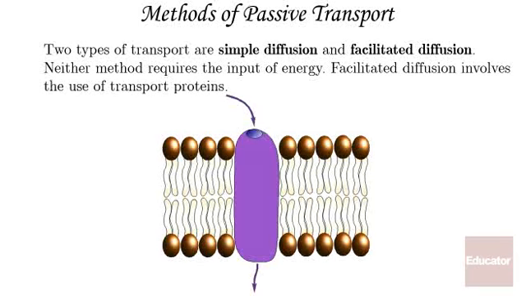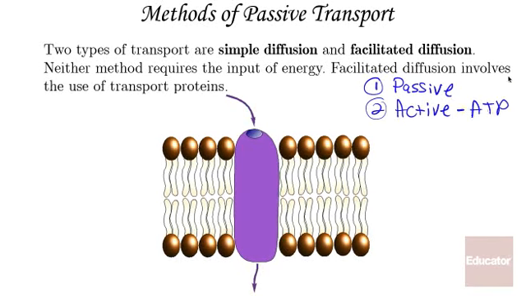There are two general types of transport across the cell membrane. The first is passive, and the second is active. The major difference is that active transport requires energy. And in the cell, the main form of energy is ATP. So active transport requires the input of energy in the form of ATP. Passive transport does not require the input of energy.